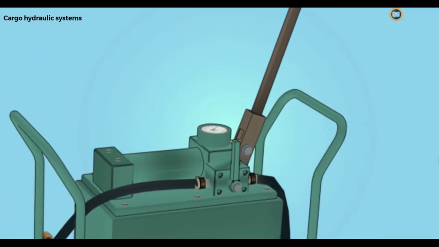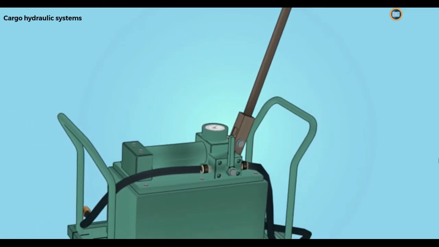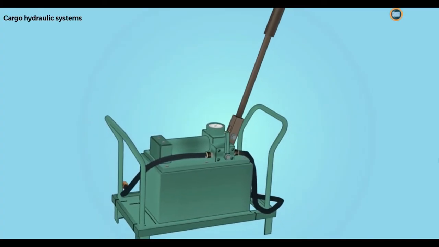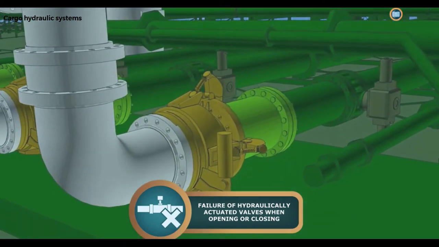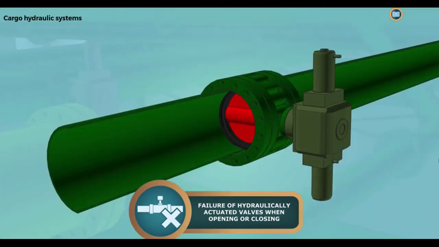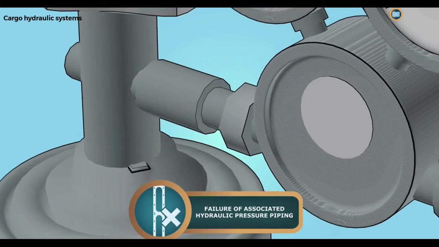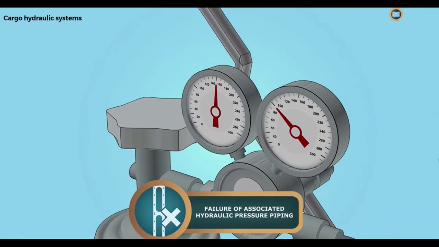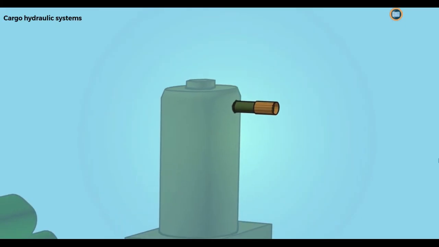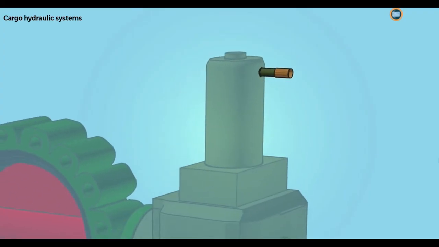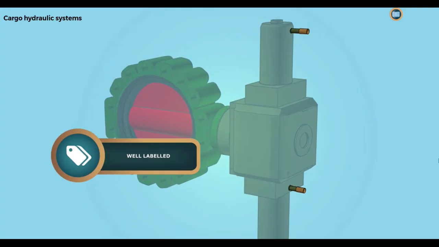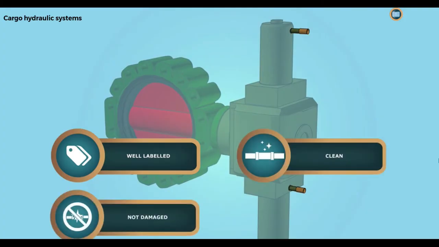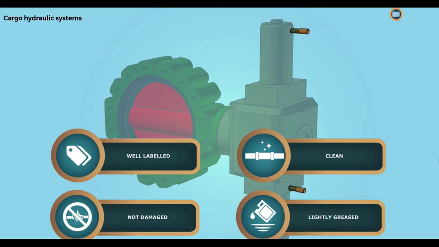The portable hand pump for powered hydraulic valves should also be checked to ensure it is working correctly, in case there is a loss of system hydraulic pressure, failure of hydraulically actuated valves when opening or closing, or failure of associated hydraulic pressure piping. It's also important that you inspect the emergency connection ports, making sure that they are well labelled, clean, not damaged, and lightly greased.